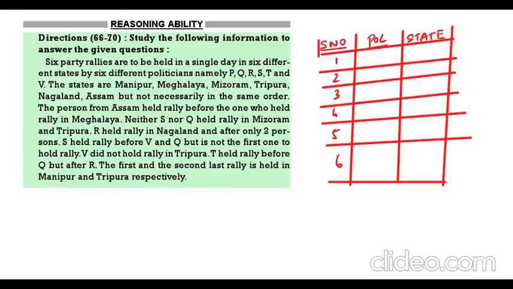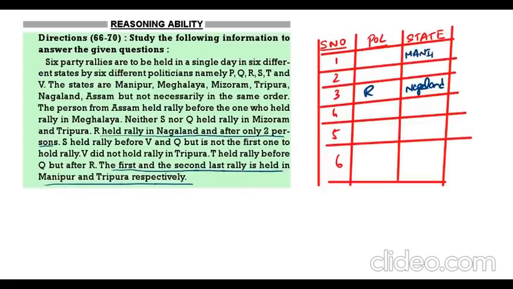Now come to the see. R held rally in Nagaland and only after 2 persons. So R is holding the rally in Nagaland and after 2 persons. Then the first and second last is Manipur and Tripura. First is Manipur. Second last is fifth. Fifth will be Tripura.